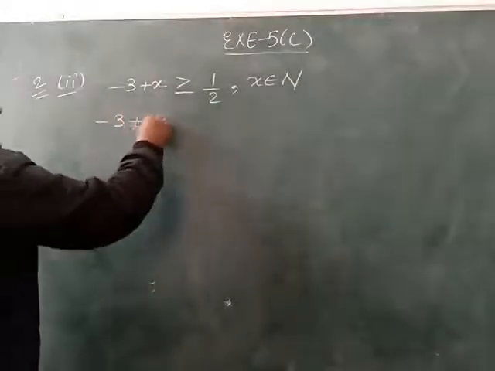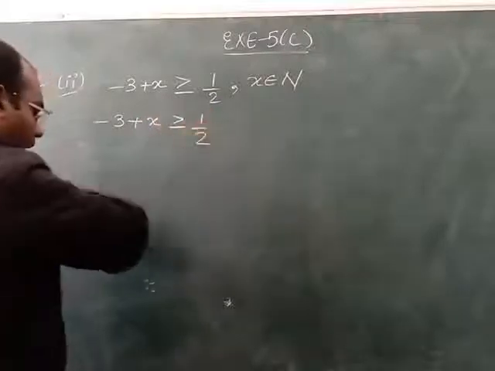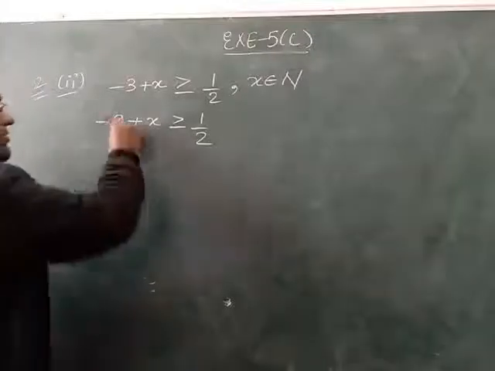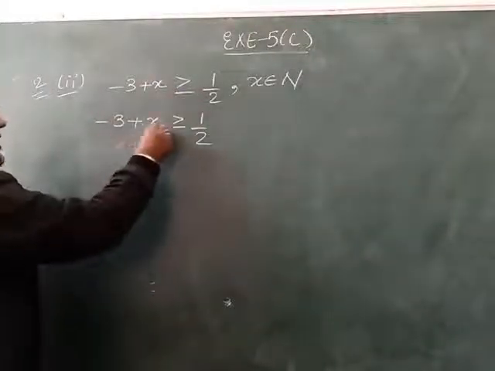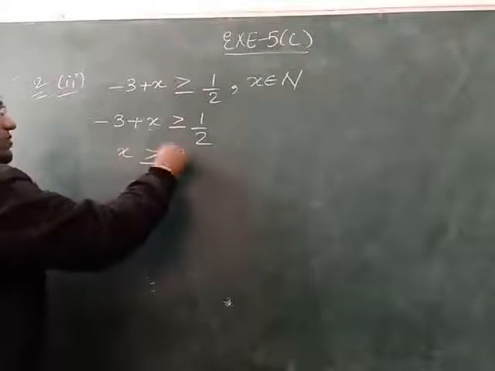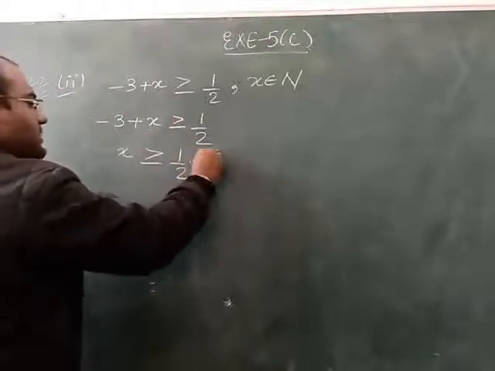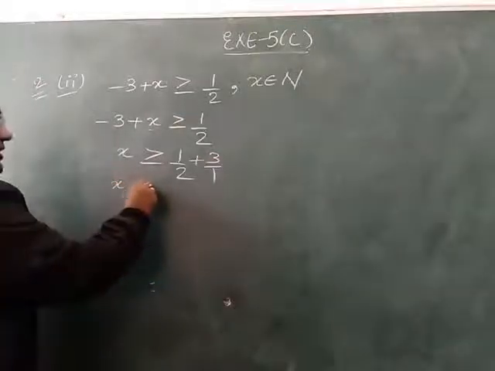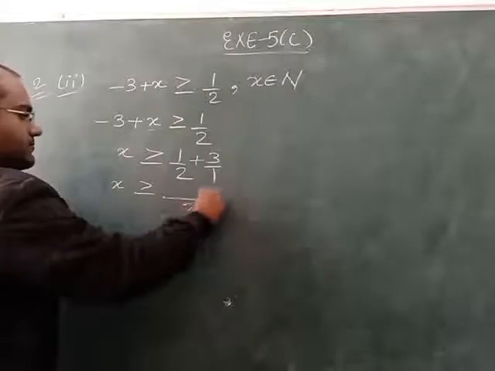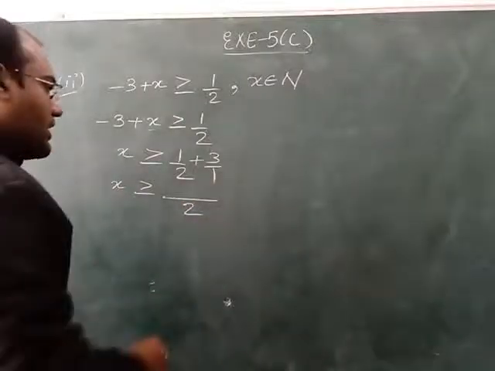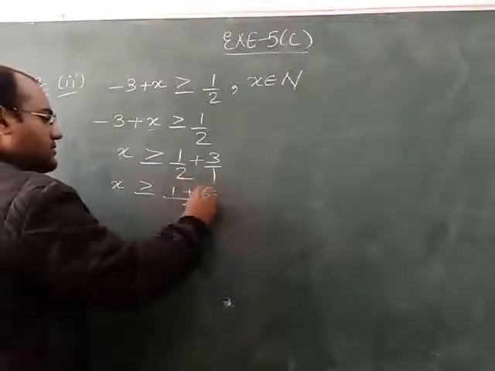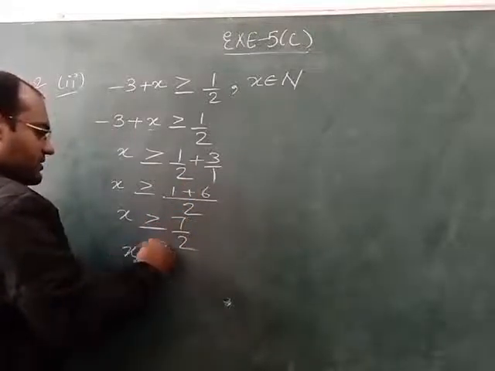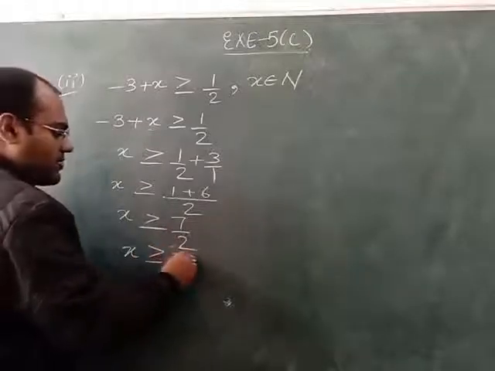Minus 3 plus x greater than equal to 1 upon 2. So first of all what we will do, this minus 3 we will bring on the right hand side. So on the left hand x is remaining. x greater than equal to 1 upon 2, minus 3 will become plus 3. Here we will take LCM. x greater than equal to, LCM of 2 and 1 will be 2. Here we will get 1 plus 6. So x is greater than equal to 7 upon 2. That means x is greater than equal to 3.5.